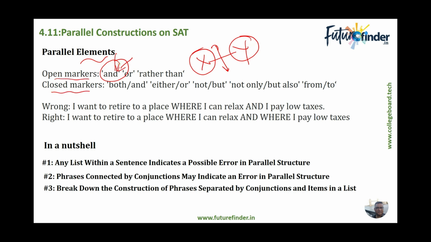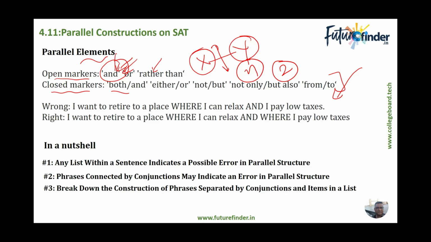The open markers are and, or, rather than. It might have an n number of items in the list attached to it, and the closed markers would have two of them, as for example both and. So both this and that, either this or that, neither this nor that. These are all closed markers wherein you will only have a set of two. A third introduction to the list is not valid. So let's use this to do an example. This is very rare on the SAT, but still let us understand this.